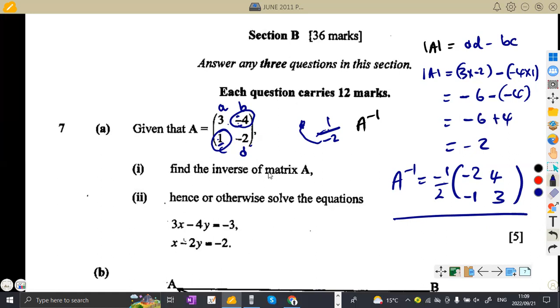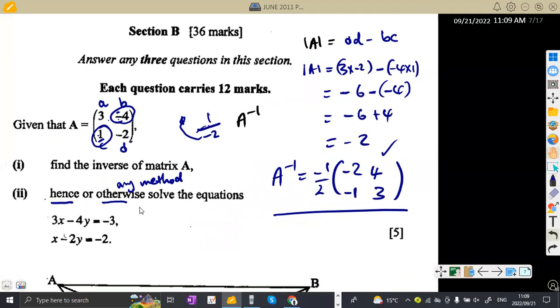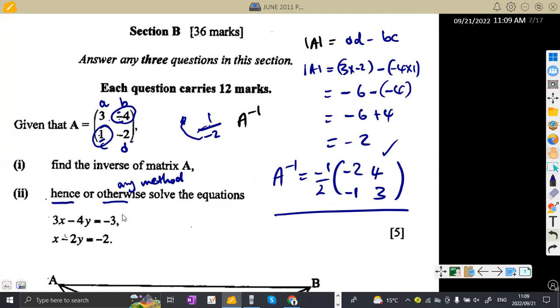Then hence or otherwise solve the equations. Okay, so the hence here is a continuation. Otherwise, that is, you can use any method. So the hence was on matrix method. Since we have found the inverse here, we are supposed to use the matrix method. That was the hence method. Okay, so how do you apply the matrix method? We know that for us to solve, we are going to rewrite this in matrix way, 3 minus 4, and this in matrix way, so it's going to be 3.